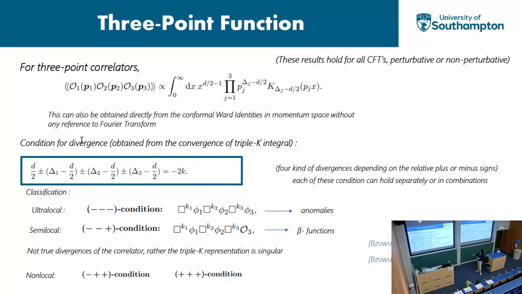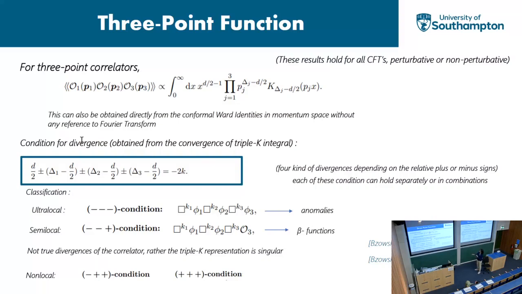So for a specific correlator, when delta 1, delta 2 and delta 3 are fixed, if this condition holds when all the signs here are minus, we say that we have an ultralocal divergence, and those divergent terms can essentially be removed by adding a counterterm of this form here. This is structurally similar to the term that we added for the 2-point function, and we see that this essentially gives us anomalies for 3-point functions as well.